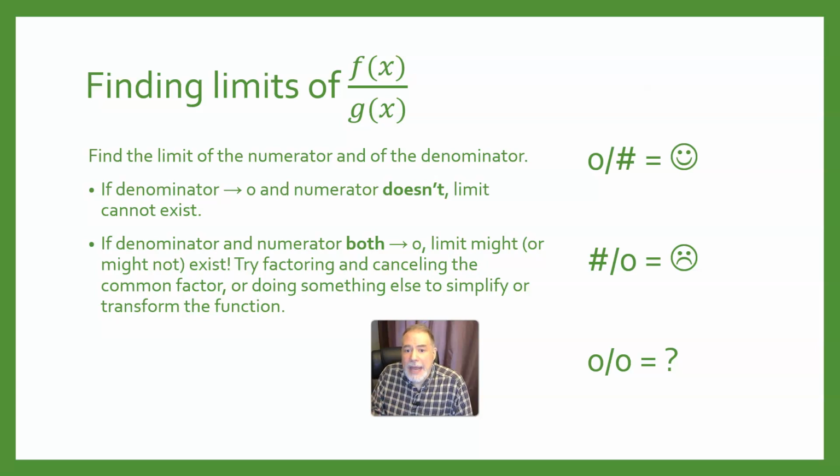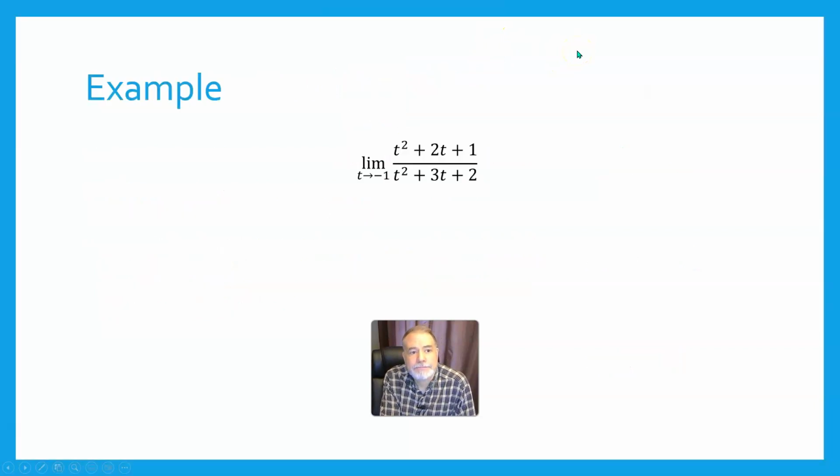So to figure that out, often what you can do is what we did in that last example. Try factoring and canceling the common factor. Sometimes you can do some other sort of mathematical manipulation to simplify or transform the function. So like I said, limits like these are a little like puzzles to solve, and we'll be seeing some more examples of that coming up, well, right now.